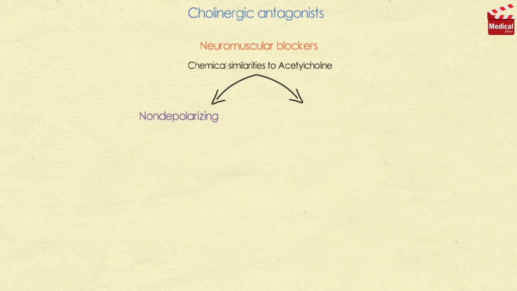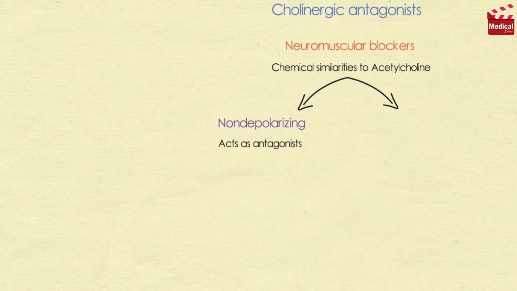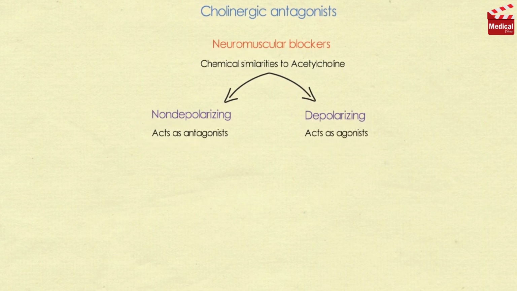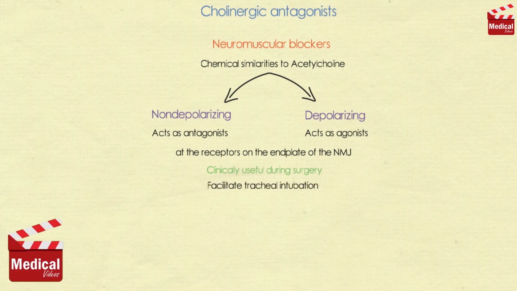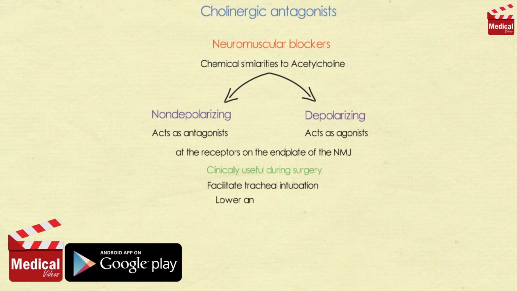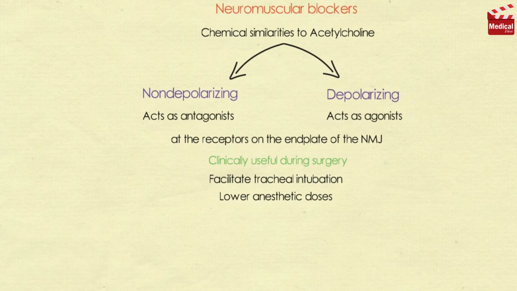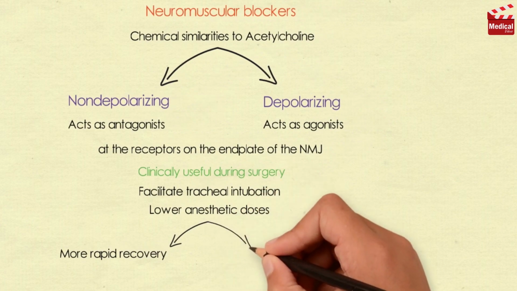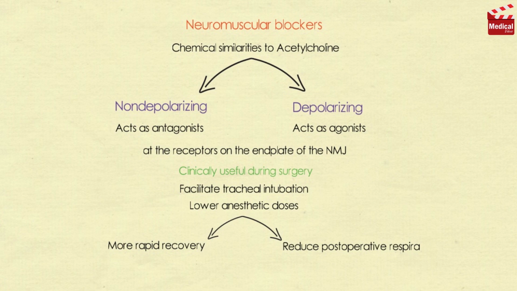The non-polarizing type acts as antagonists, and the depolarizing type acts as agonists at the receptors on the end plate of the neuromuscular junction. Neuromuscular blockers are clinically useful during surgery, to facilitate tracheal intubation and provide complete muscle relaxation at lower anesthetic doses, allowing for more rapid recovery from anesthesia, and reducing postoperative respiratory depression.